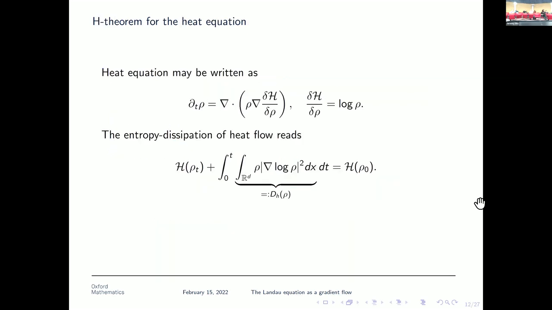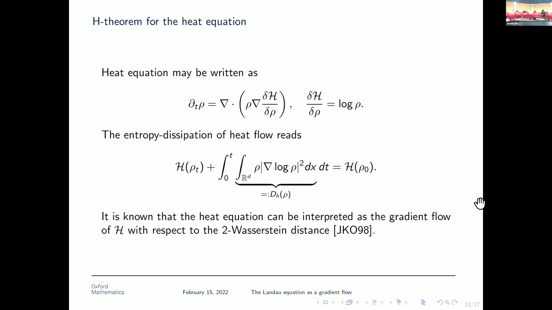Those are the results, and now shifting gears a bit, I want to talk about the heat equation, because, like I said, I used it as a toy model to think about how I should write things for the Landau equation. In the theory of gradient flows, it's known that the heat equation, which I've written in a very weird way, not with the Laplacian but as the divergence of rho times the gradient of the logarithm of rho, is easier to see from that point of view as the 2-Wasserstein gradient flow of the Boltzmann entropy.